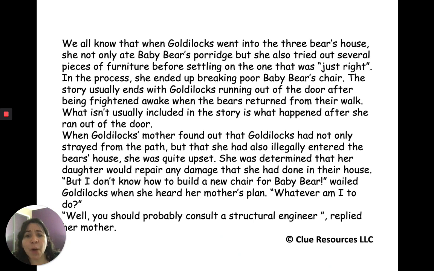"But I don't know how to build a new chair for Baby Bear," wailed Goldilocks when she heard her mother's plan. "Whatever am I to do?" "Well, you should probably consult a structural engineer," replied her mother. "That's you."